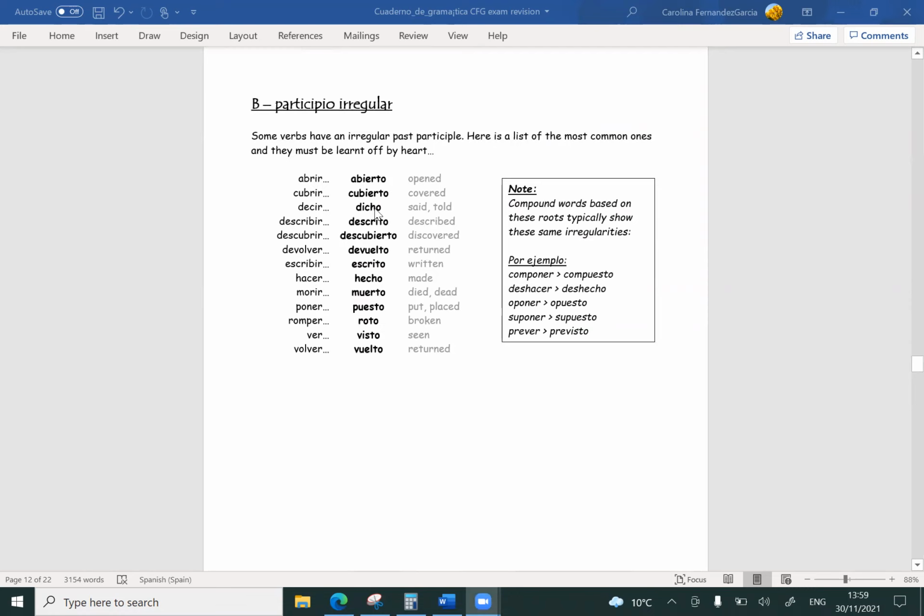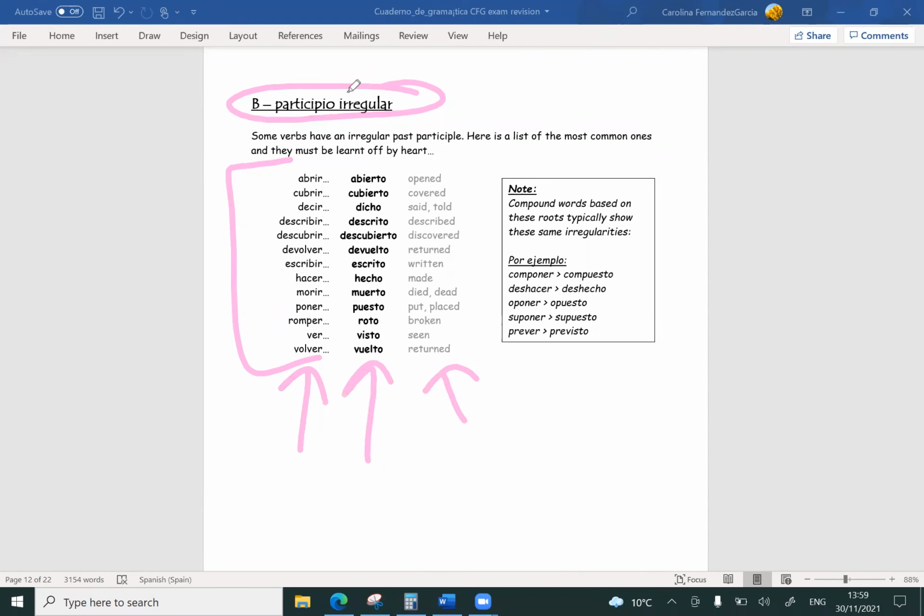So now the verbs with the irregular participle are these ones, okay? So we have the infinitive, the irregular participle, and the English. Let's highlight the important ones to start with. Abrir, abierto. Decir, dicho. Describir, descrito. Escribir, escrito. Hacer, hecho. Ver, visto. Volver, vuelto.